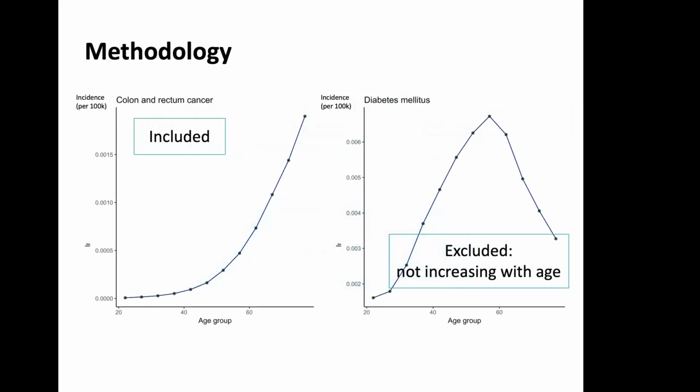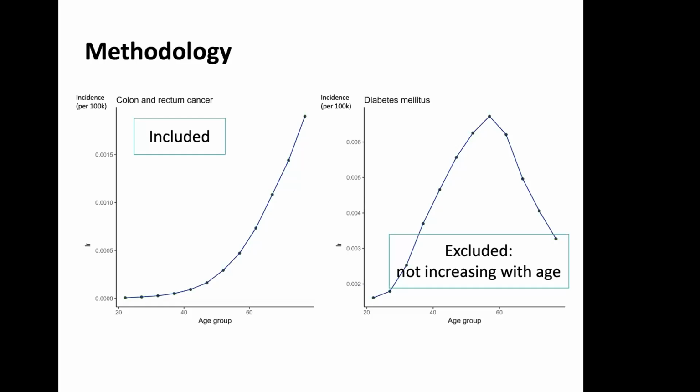The way we choose the diseases is by looking at the global incidence or prevalence rate by age. If there is an exponential relationship between age and prevalence or incidence, we consider it age-related. So on the left, you have colon and rectum cancer, and you see this very clean exponential curve by age over time, and so this is included. On the right-hand side, we have diabetes, which some people consider as aging. But in fact, if you look at the global level, incidence actually does not increase exponentially with age. So diabetes is excluded.